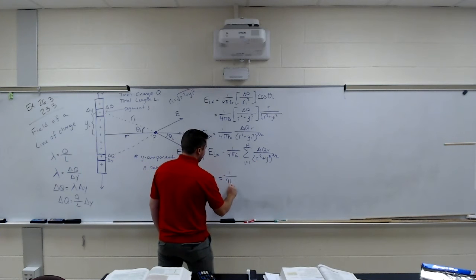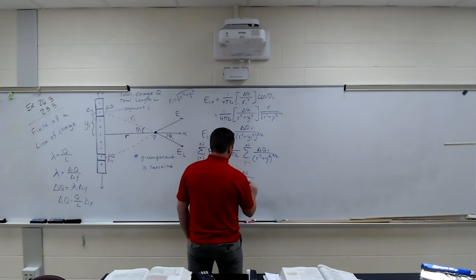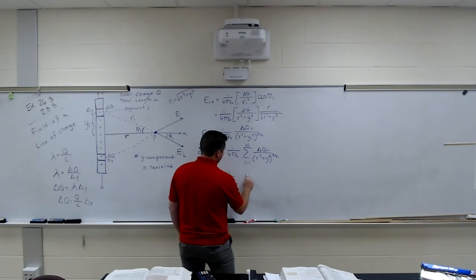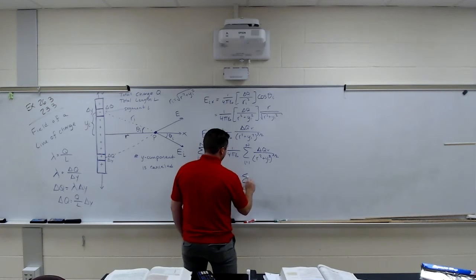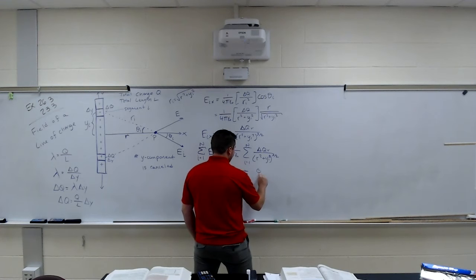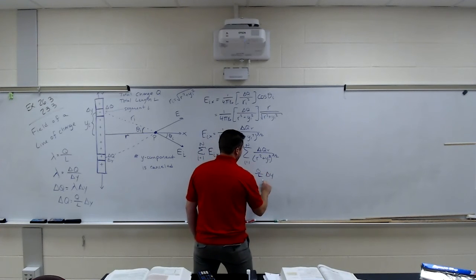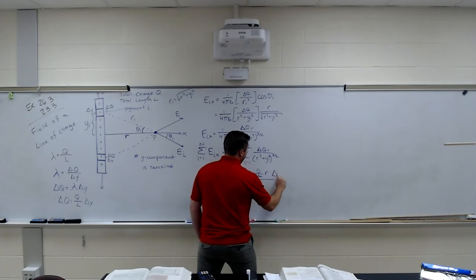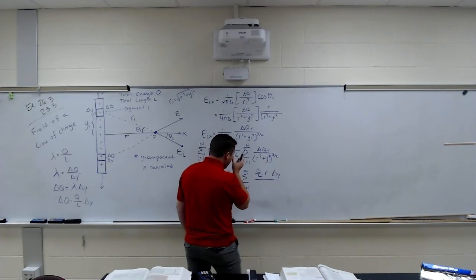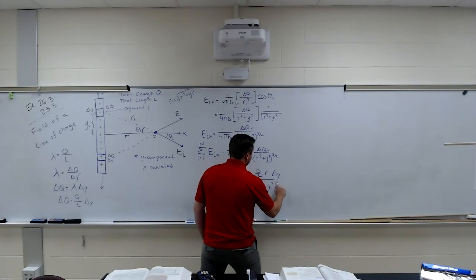1 over 4 pi epsilon, summation over i. We want to go to infinity, and instead of q, I'm going to have q over L delta y over, oh, I forgot the r. There's an r here too. Times r times delta y, right? There's an r right there. I almost forgot to write it. R squared plus yi squared to the 3 halves, right?